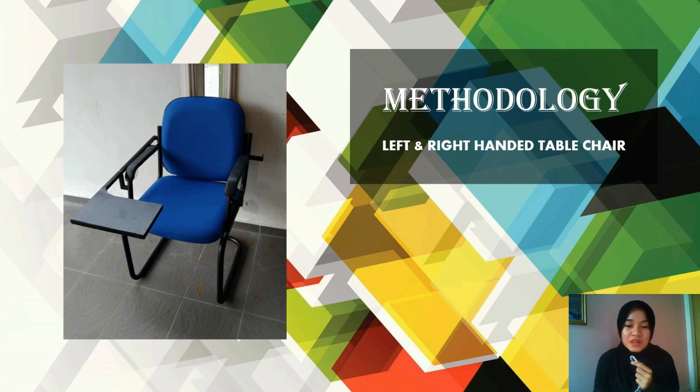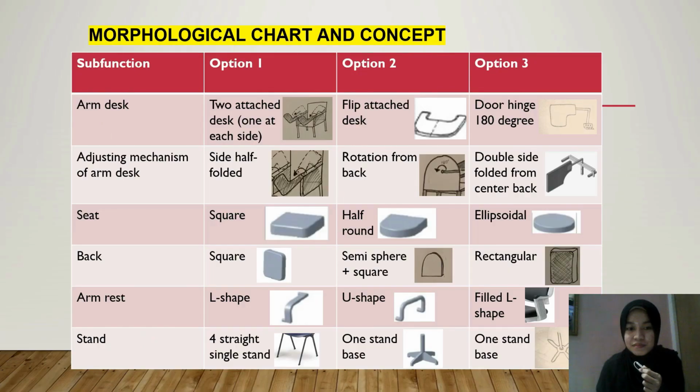As we can see on the slides, there is our product, the left and right-handed table chair. The methodology chart progresses to functional decomposition, mechanism and concept generation. They have three options and six sub-functions, which are arm desk, adjusting mechanism of arm desk, seat, back, armrest, and stand.